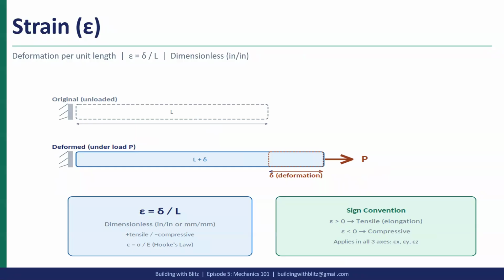So for the strain, this is another way to use deformation analysis, and what we're looking at here is the deformation divided by the original length. So if we have a member that's 10 feet long originally, and it deforms a foot, that strain is going to be 0.1. So strain is dimensionless because we're getting a length divided by a length.